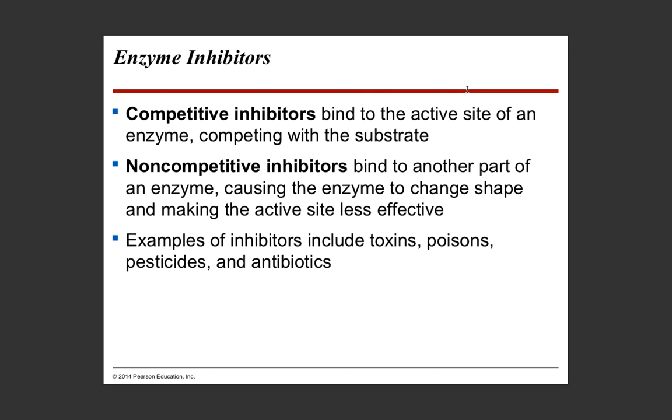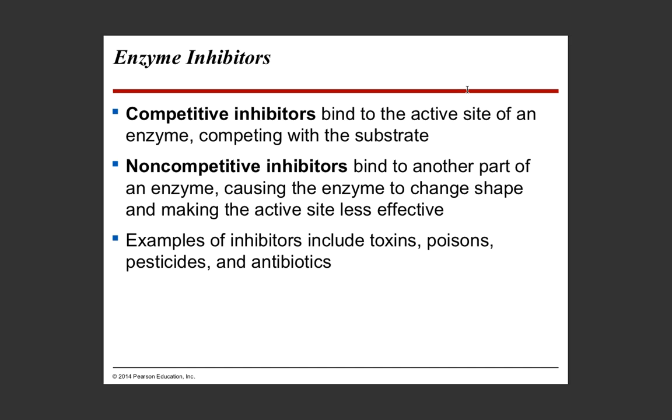We also have inhibitors. So we've seen how we have our reactants, we have products, we have the induced fit, things like that. Now we have something called inhibitors. The word inhibit means to prevent or to stop. So competitive inhibitors bind to the active site in order to stop the substrate from binding to the active site. So it's in competition with the substrate in order to bind to the active site.